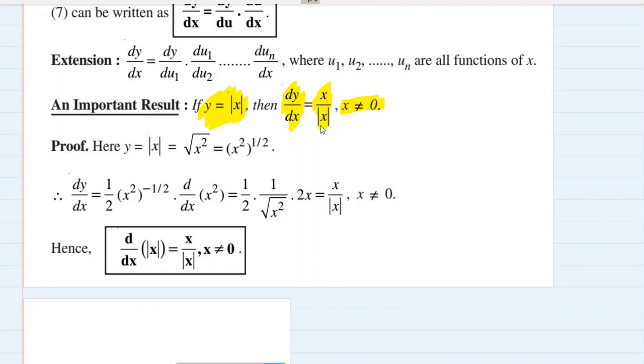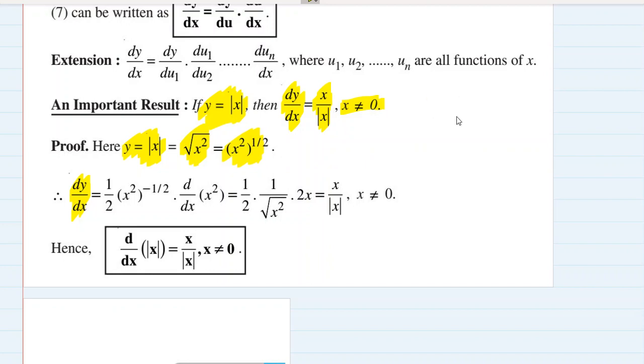How to prove that? So we know that y is equal to mod of x. Can we write mod of x is equal to under root of x square? Because under root of x square is plus minus x, and mod of x is also plus minus x. Can we write root of x square as x square raised to 1 by 2? Now don't do anything, just differentiate both sides. We are differentiating both sides with respect to x, so y becomes dy by dx, and x square raised to 1 by 2 can be differentiated with the help of chain rule.